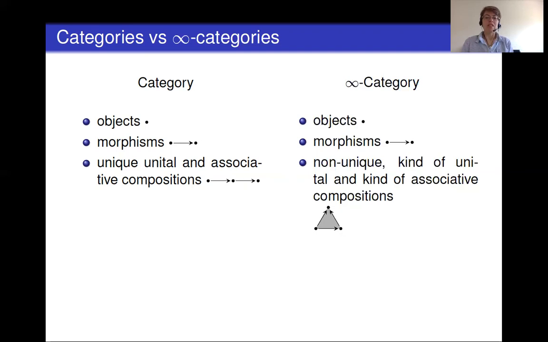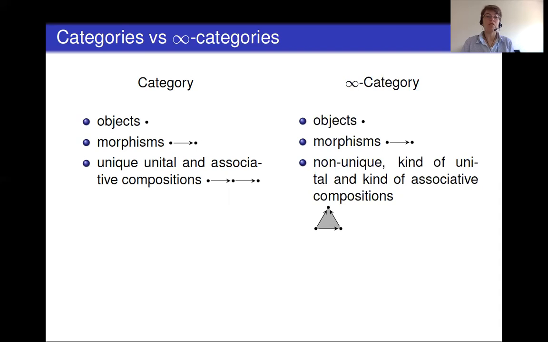This is not a mathematical definition, and one of the problems of infinity one categories or infinity n categories is that there are different ways to get a definition for them. We call them models, and these models need to be shown to be equivalent. So let me tell you about one of the most efficient models for infinity one categories.